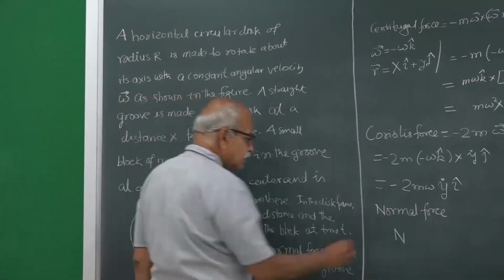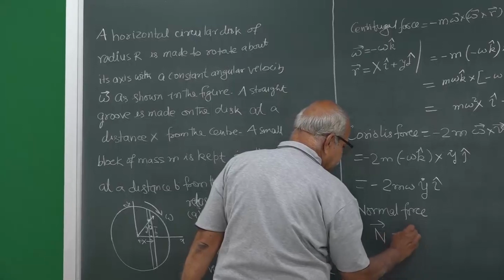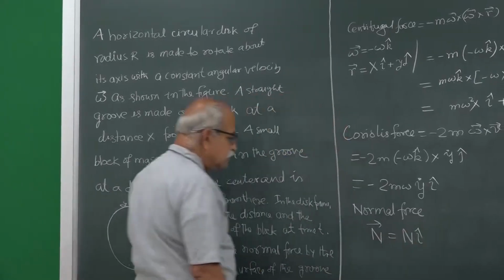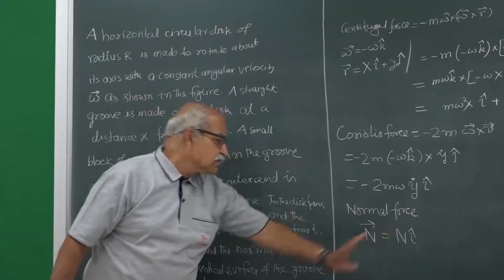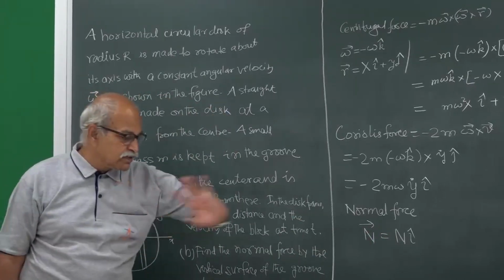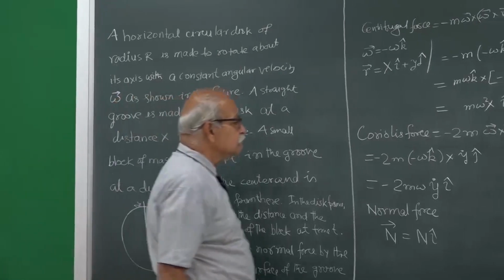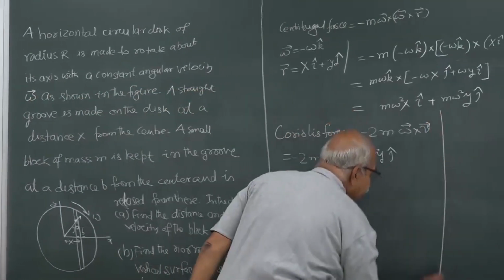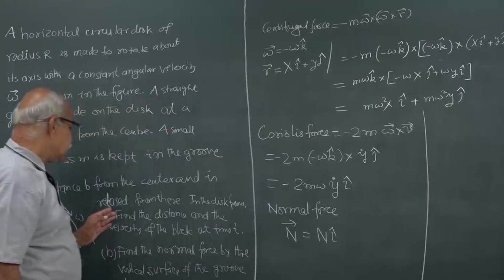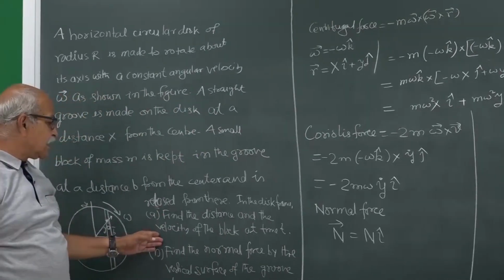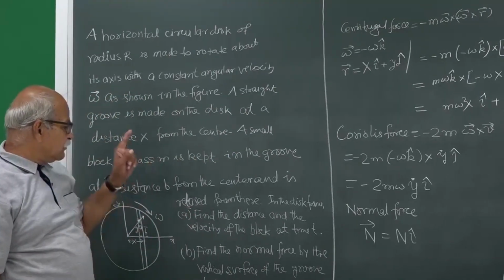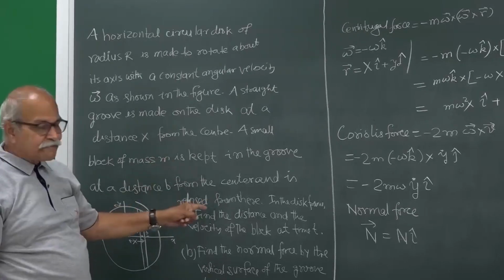So, we will just write N is equal to N i cap. This N can be positive or negative, so it can be in the positive i direction or in the negative i direction. All right. So, part 1, first part: find the distance and velocity of the block at time t. So, I need y and I need y dot.